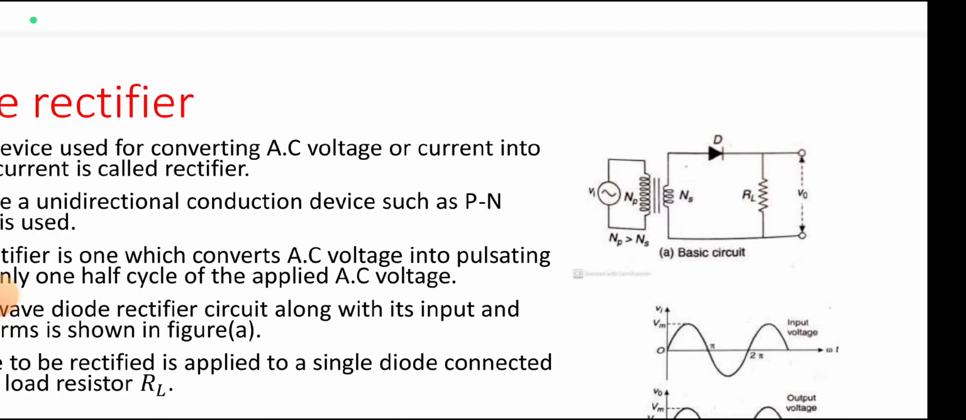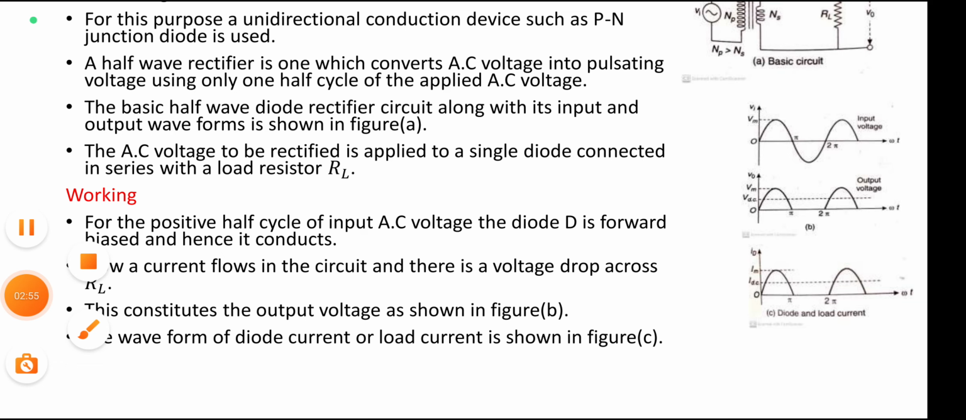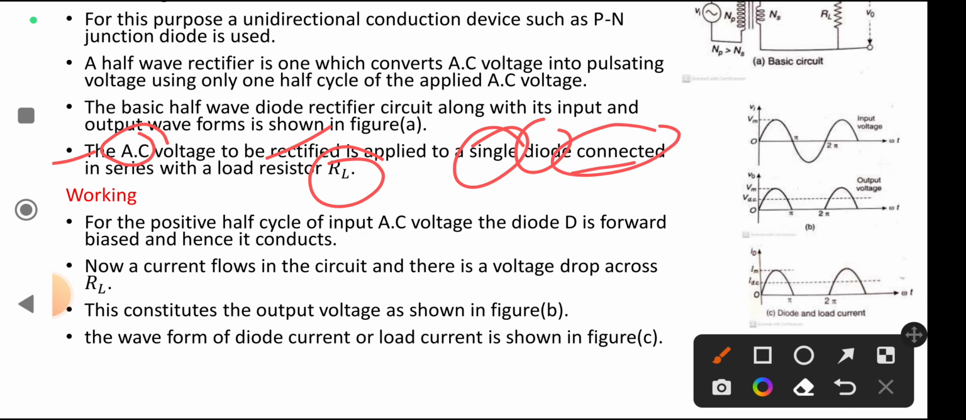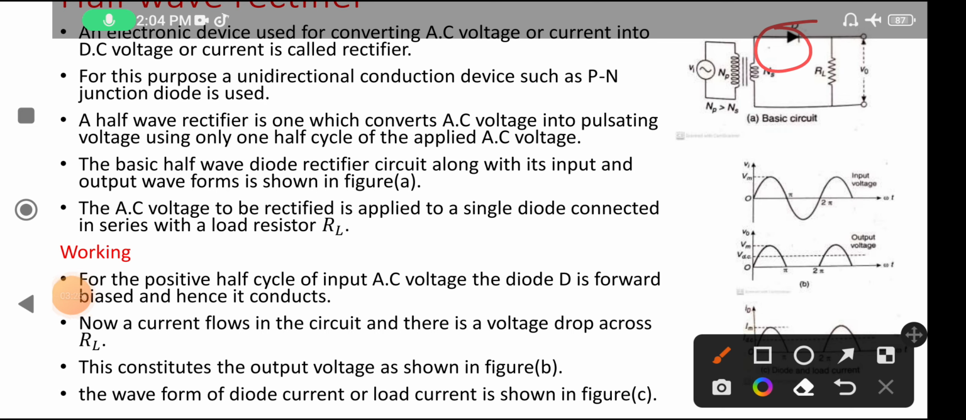And next, the AC voltage to be rectified is applied to a single diode connected in series with the load resistance R. So here I am applying the AC voltage to the rectifier. That rectifier contains a single diode only, and to this diode a load resistor is connected in series. Just now I have shown you the diagram. See once again the diagram. So it is a diode, right?